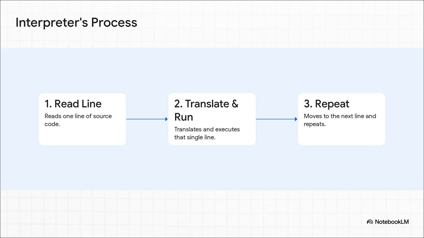So yeah, it's a purely step-by-step method. The interpreter doesn't care what's on line 100. It reads line 1, translates it, the CPU runs it, and only then does it even think about moving on to line 2. There's no waiting for the whole thing to finish, and no separate file is ever created.